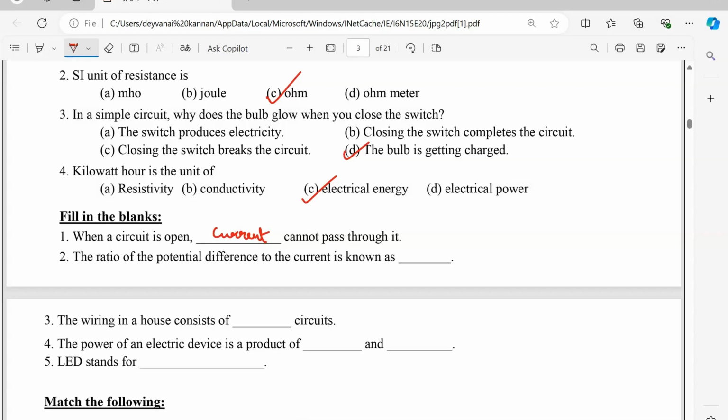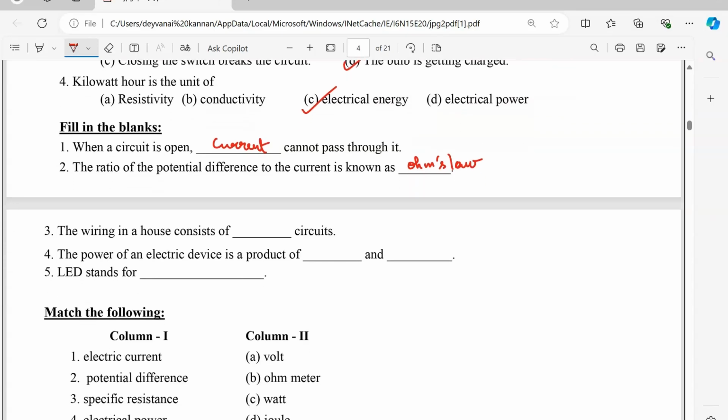The ratio of potential difference to current is known as Ohm's law. The wiring in a house consists of domestic electrical circuits. The power of an electric device is the product of electrical current and the potential difference.